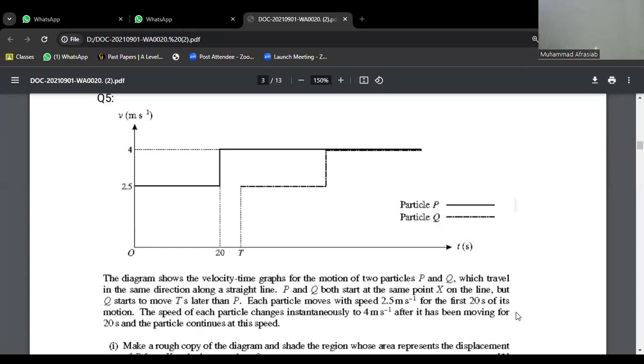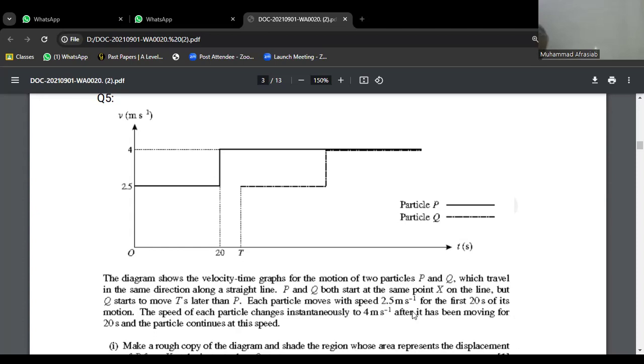P and Q both start at the same point X on the line, but Q starts to move t seconds later than P. Each particle moves with a speed of 2.5 meters per second for the first 20 seconds of its motion, then the speed of each particle changes instantaneously to 4 meters per second, and the particles continue to move at the same speed.